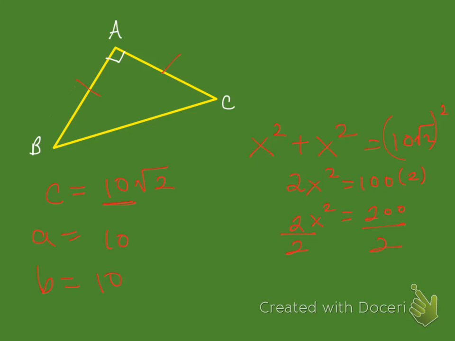Divide both sides by 2, and you get x squared is equal to 100. Square root 100, you have x is equal to 10. And since x is 10 in this particular Pythagorean theorem setup, we know A and B are both 10 as well. So that can work in both directions if you need to do that quickly. And again, this is just a shortcut method.